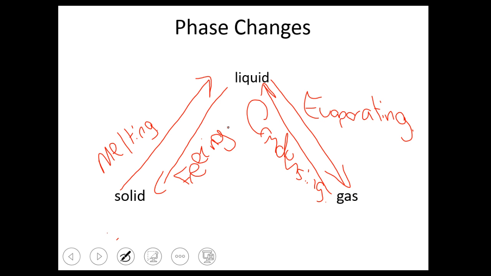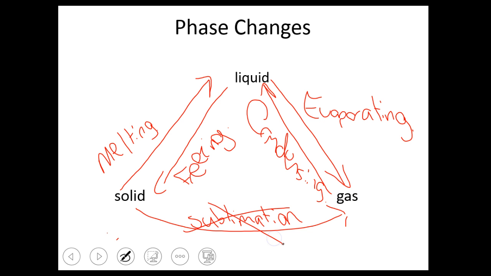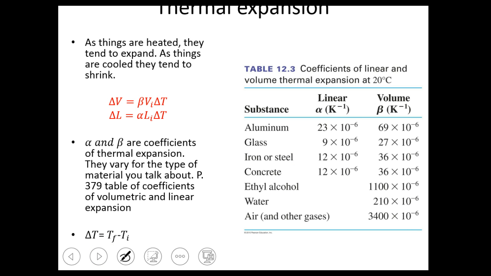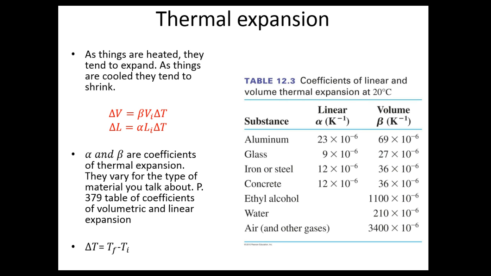There is this one little special case where things can go straight from a solid to a gas, and that's called sublimation. But for the purposes of our lecture today, we're not going to talk about sublimation. We're just going to talk about melting and freezing and evaporating and condensing. All right. And so the first thing that we're going to examine is what happens to solids when we add heat.